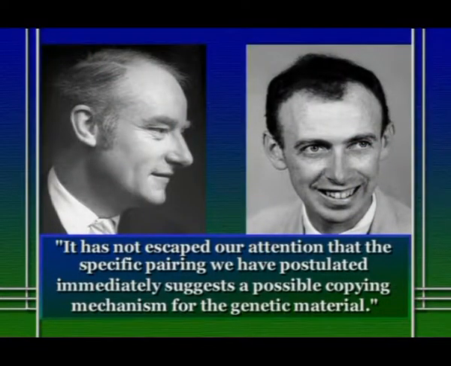The last sentence is, and I quote, "It has not escaped our attention that the specific pairing we have postulated," and what they're referring to there is the A with the T and the G with the C, "immediately suggests a possible copying mechanism for the genetic material." The fact that A and T and G and C were always paired together meant that if you took the two sides of the molecule apart, you would always know what the other side would have to be. We're going to talk about that in a second. That's called complementary base pairing. And it was this fact that suggested the mechanism by which DNA was replicated.